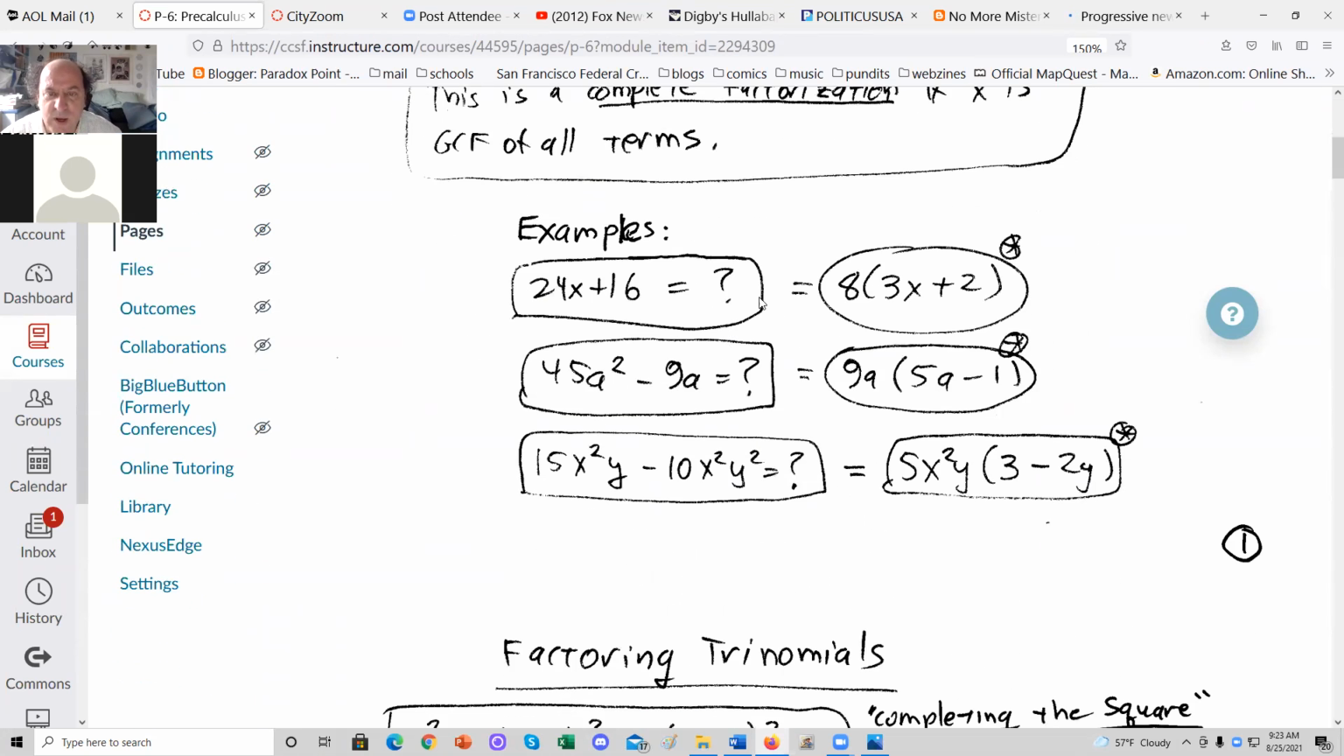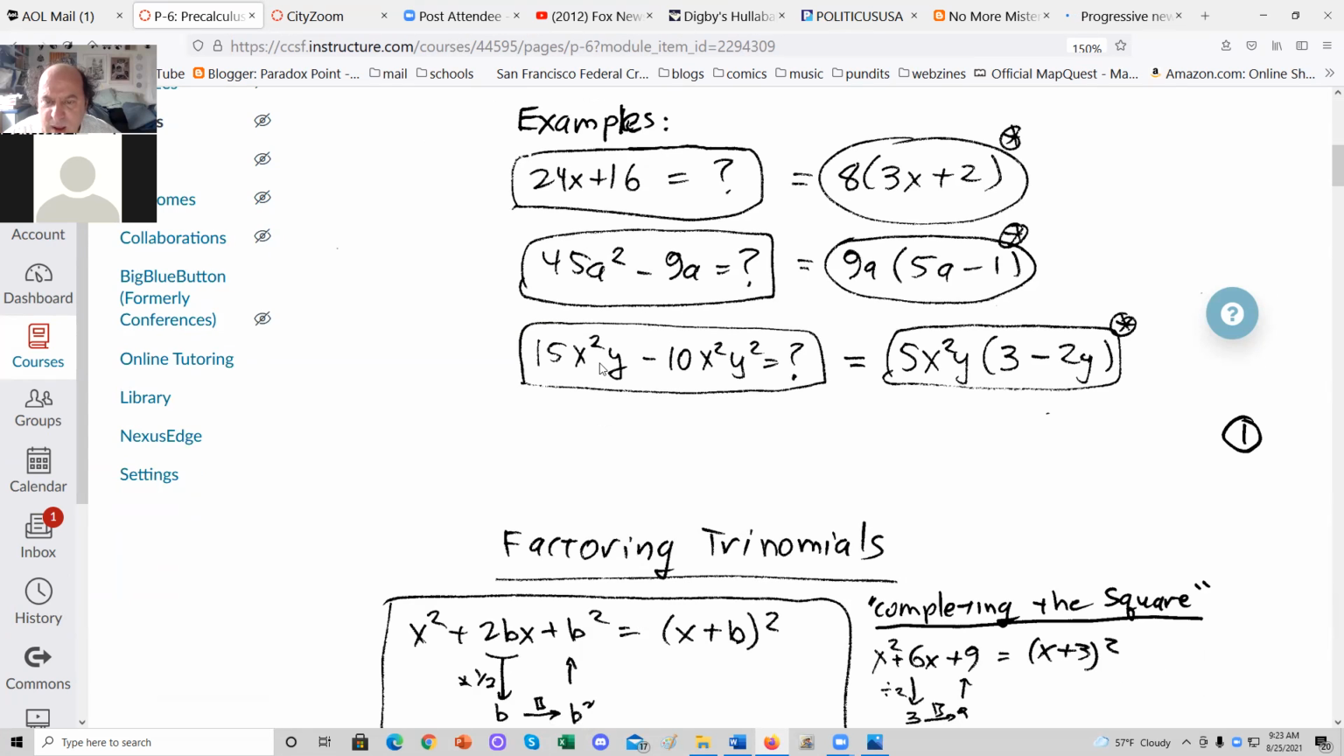So 24x plus 16. Well, a common factor is 8. The greatest common factor is 8. Removing it, you get 8 times 3x plus 2. Here I have 45a squared minus 9a. Well, a is a common factor, and so is 9. So you pull out 9a, and we're left with 45a squared over 9a is 5a, 9a over 9a is minus 1. 9a times 5a minus 1.